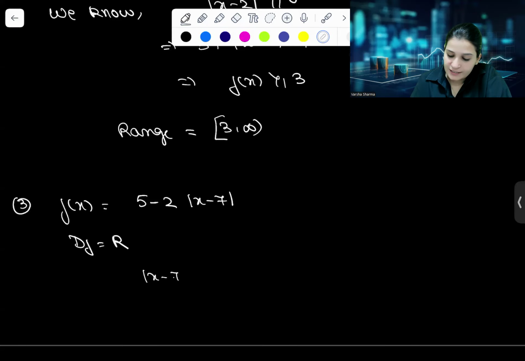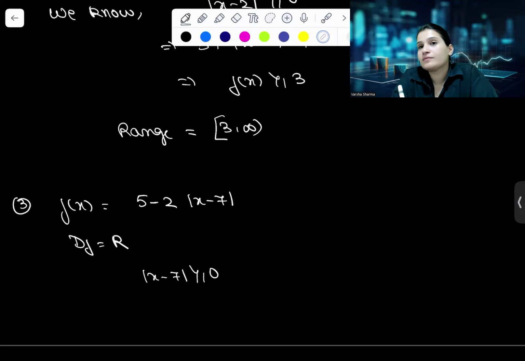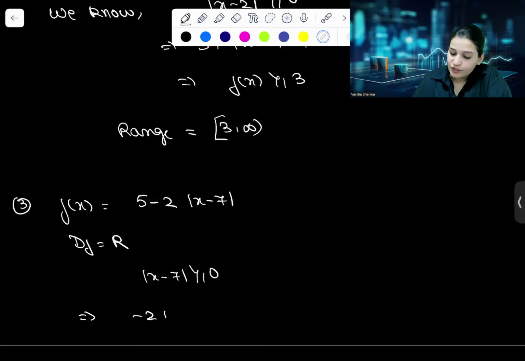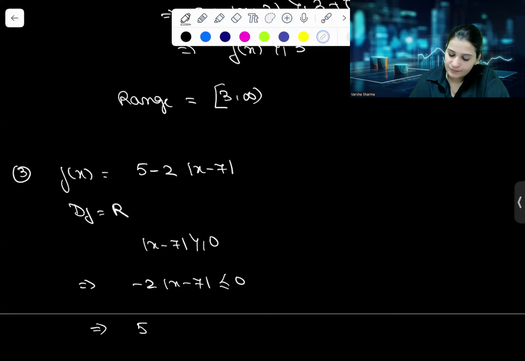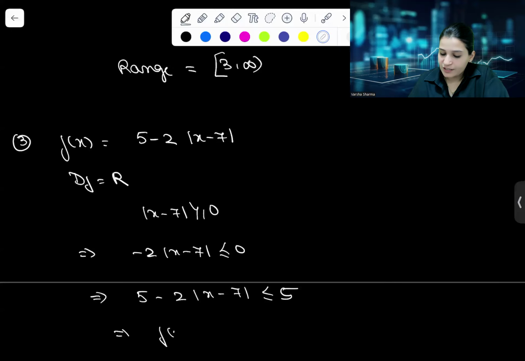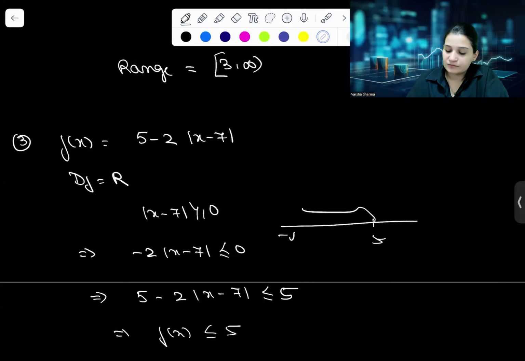For range, what should I do? We know that the modulus is greater than or equal to 0. Now, in the function, what is done with mod? Multiplied by 2 and subtracted from 5. So, I'll first multiply by minus 2. If you multiply with a negative number, the inequality will also change. Then you need to add 5: 0 plus 5. So, my function is less than or equal to 5.